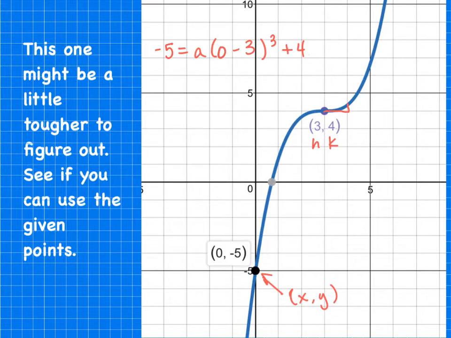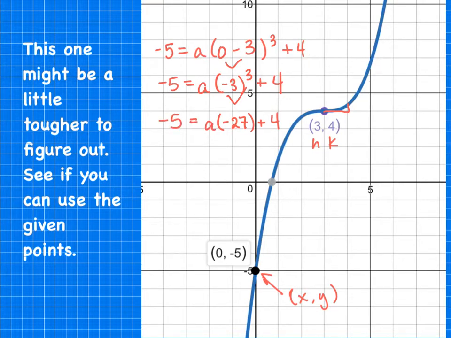So first I want to simplify, so I'm going to drop down my negative 5. 0 minus 3 is negative 3. And I'm going to show every step here, so just bear with me. Negative 3 cubed is negative 3 times negative 3 times negative 3, so that's negative 27. I'm going to drop down everything I don't use.